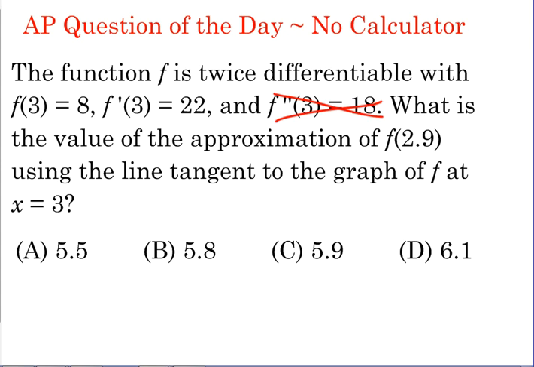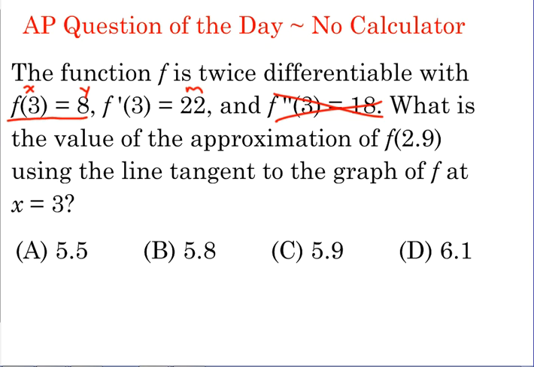They're really just trying to throw you off. When you're doing tangent line approximations, all you need is a point on the original function, an x and a y. So that's right here. Here's your x, here's your y. And you need the slope because you're writing a tangent line. So the slope at a point comes from the derivative. So here you go. The slope is going to be 22.